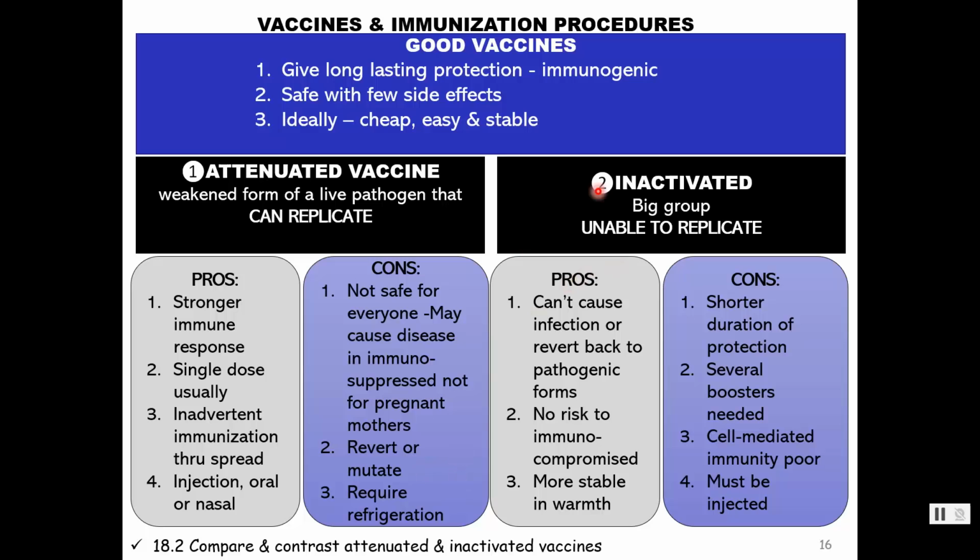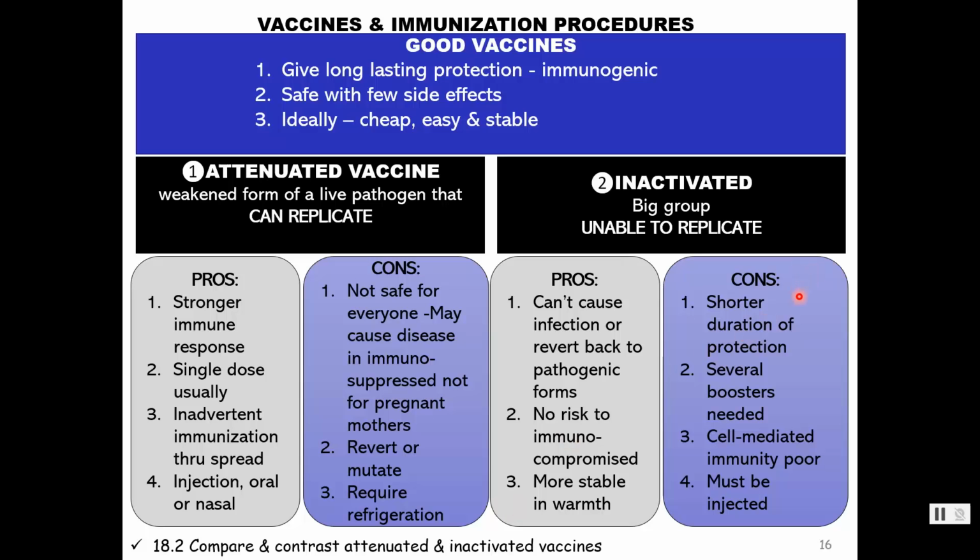If we pop over here, remember the inactivated vaccines are unable to replicate. The pro is that they cannot cause infection or revert back to a pathogenic form, so they're very, very safe. There's no risk to the immunocompromised, and they can be given to everybody. They're usually more stable, which, thinking globally, matters when the World Health Organization goes to third world countries, because it would be an easier vaccine to transport.